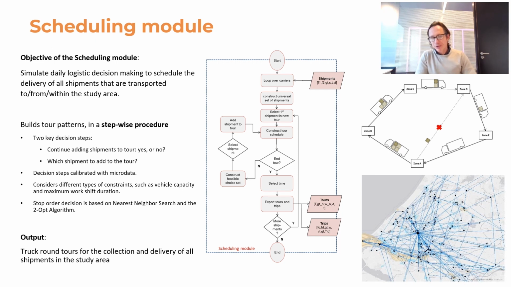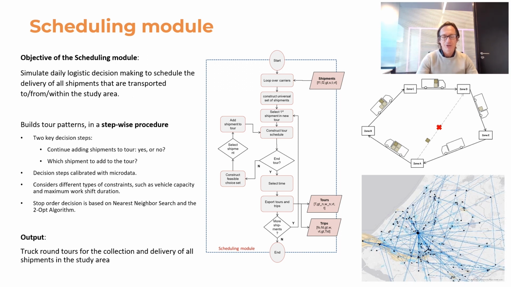Okay, after the shipment synthesis, we have the scheduling phase. And the scheduling module, what it does is to simulate all the daily logistic decisions, to simulate the formation of the round tours and also the time of the deliveries. For this, we have also implemented a stepwise simulation approach. There are two important decisions in this. First of all, it's the decision to add another shipment to the tour or to end the tour. And then secondly, the decision to select the shipment.